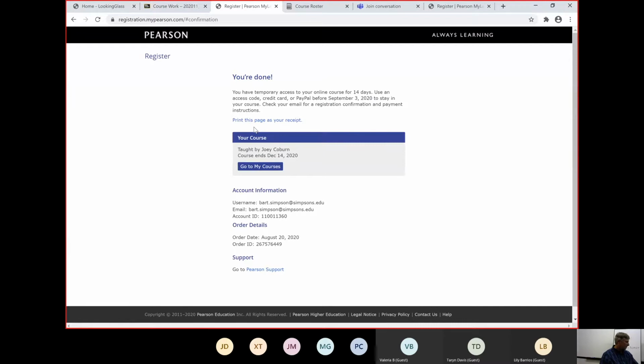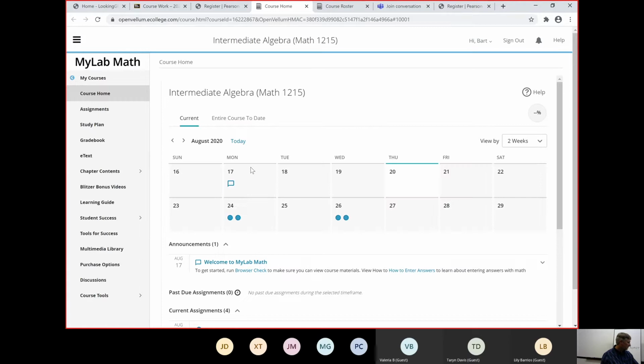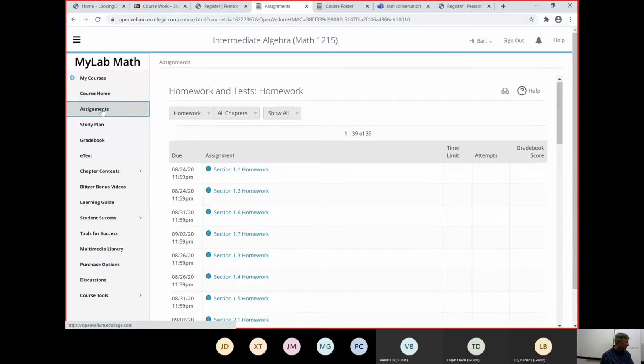And then go to the course. Now, because we did this through Blackboard, you don't actually need the course ID that's included. So you don't have to enter that in. And then there you go. You're in the course. There's the calendar. And there are the assignments. And you're all set. And so that's how you can sign up for the course.